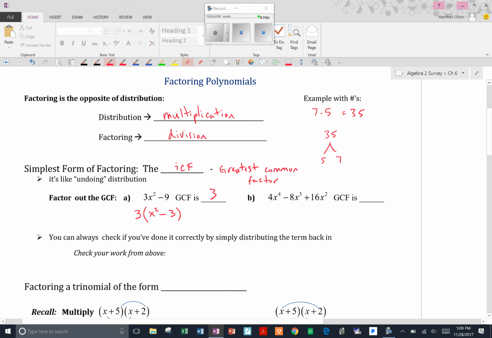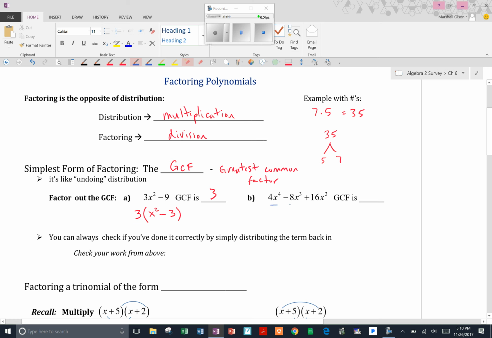So pulling a GCF out is the opposite of distribution. We can check our answer by thinking to ourselves, if I distributed this 3, would I end up with my original problem? Which I would. I'd get 3x squared minus 9. So pulling a GCF out is the opposite of distribution when we have a single number or a single term out in front of a parentheses.